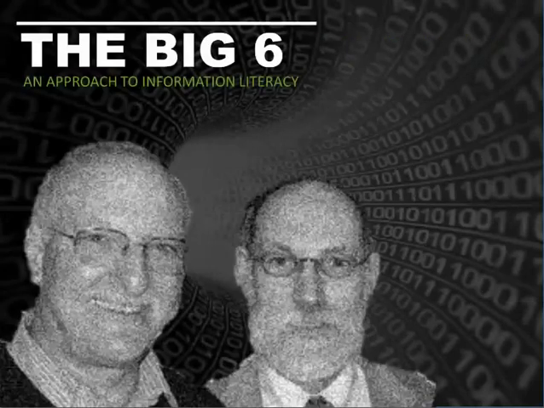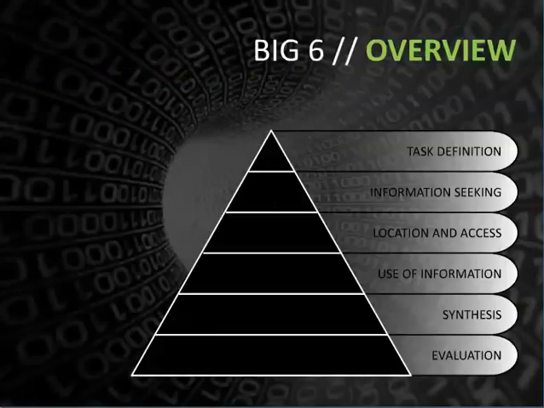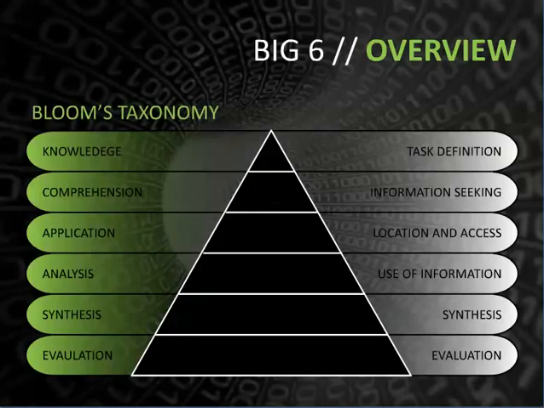Bob and Mike co-authored the Big Six approach to information problem solving. It is the most widely used information literacy program in the world. The popular Big Six model supports critical thinking skills and is based on 6 levels of Bloom's taxonomy. Task definitions can be compared to knowledge. Information seeking strategies can be compared with comprehension. Location and access can be compared to application, and so on.